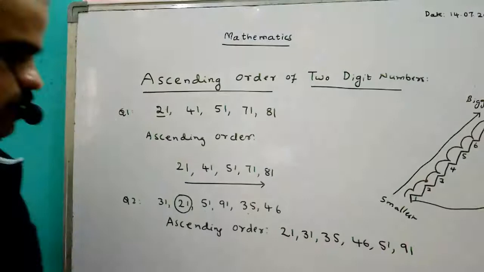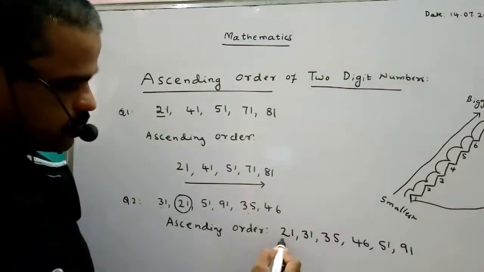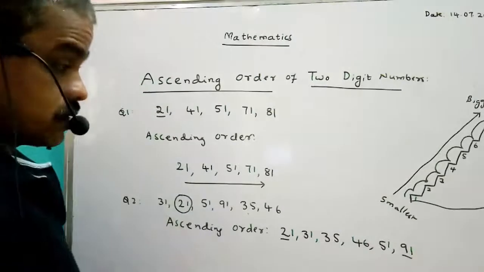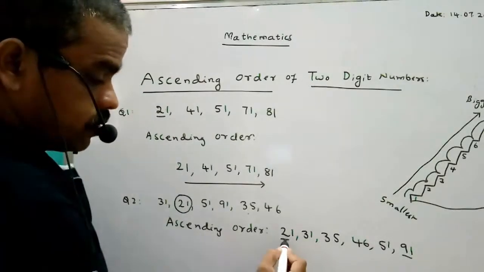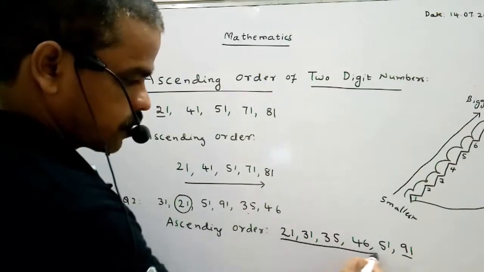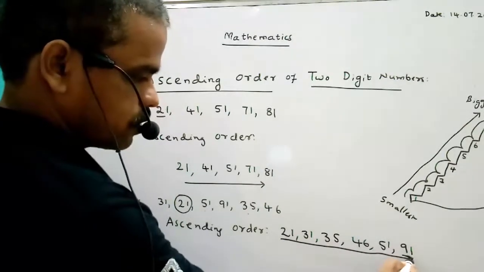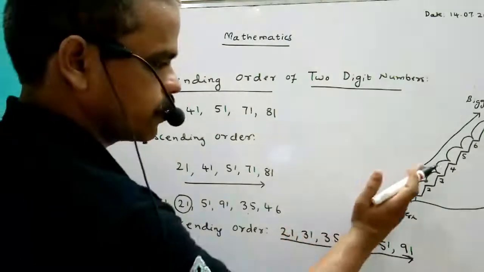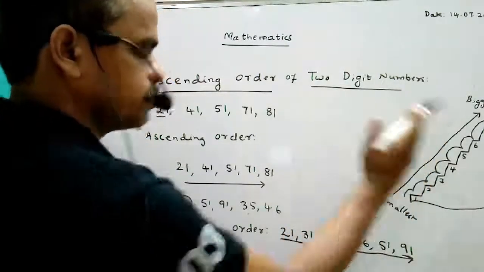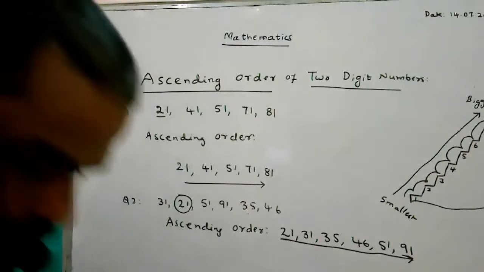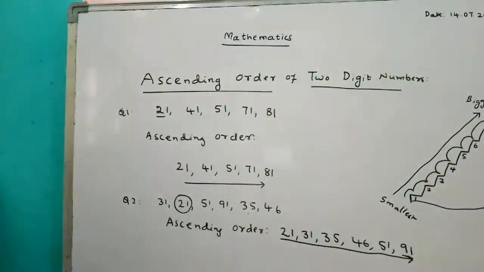See, now check it. 21 is the smallest, 91 is the biggest. See here, we wrote from smallest to biggest. 21, 31, 35, 46, 51. See, this is the increasing. If we write like the steps, we are going up. This is the ascending order of 2-digit numbers. I give you one more example for you.